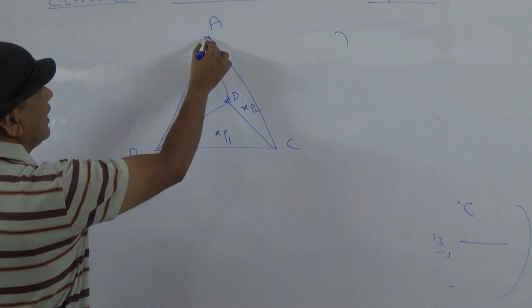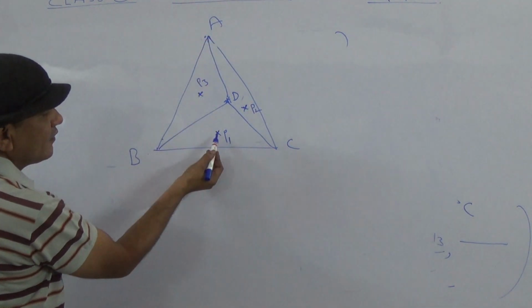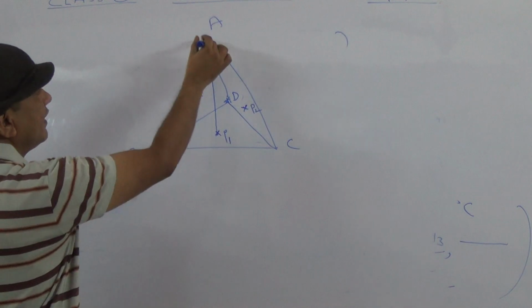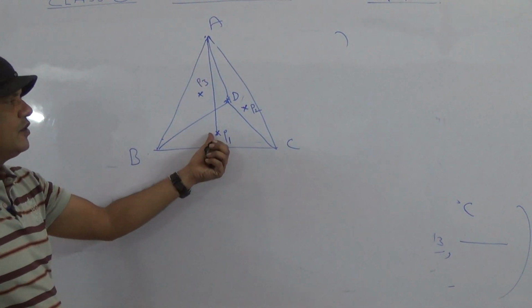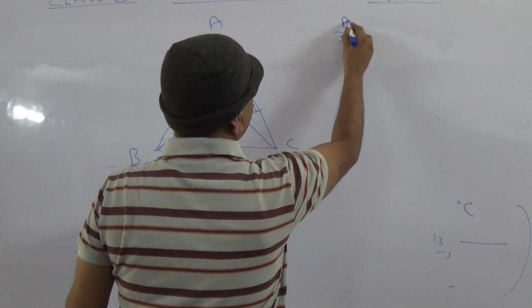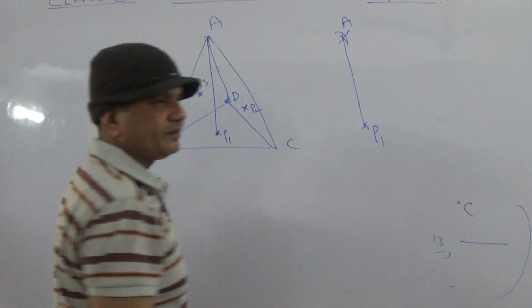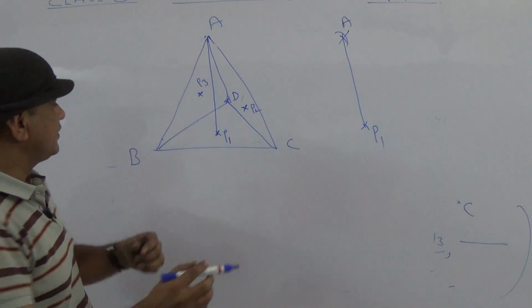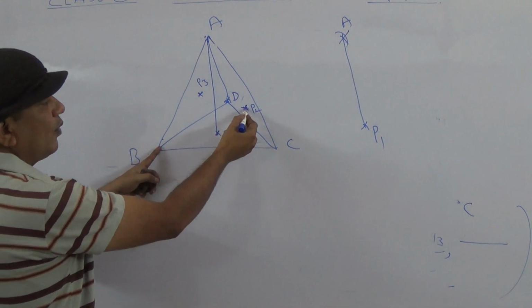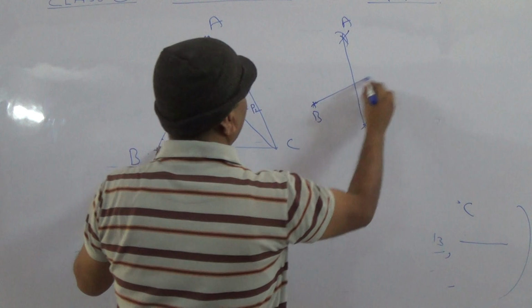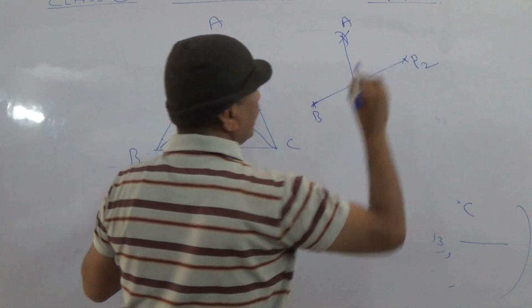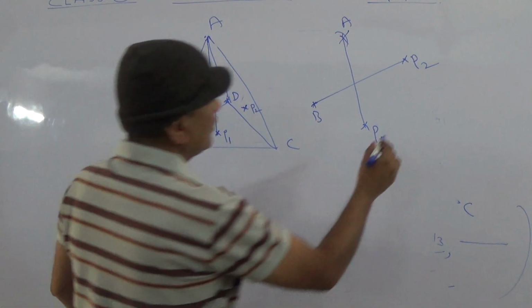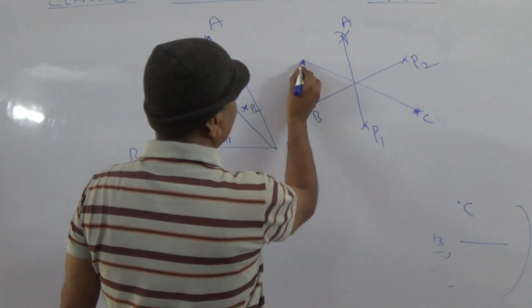Now the line joining the vertex and centroid of the opposite triangle. This is the line segment joining the vertex A and the centroid of the opposite triangle, which is called P1. Next, similarly, the line segment joining the vertex B and the centroid of the opposite triangle, and the line joining the vertex C and the centroid P3 of the opposite triangle.